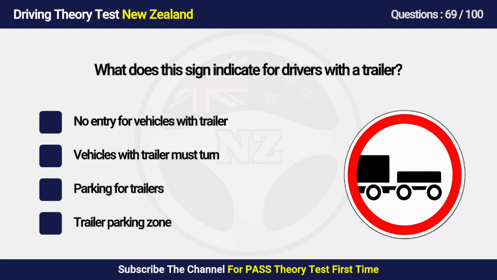A. No entry for vehicles with trailer. B. Vehicles with trailer must turn. C. Parking for trailers. D. Trailer parking zone.